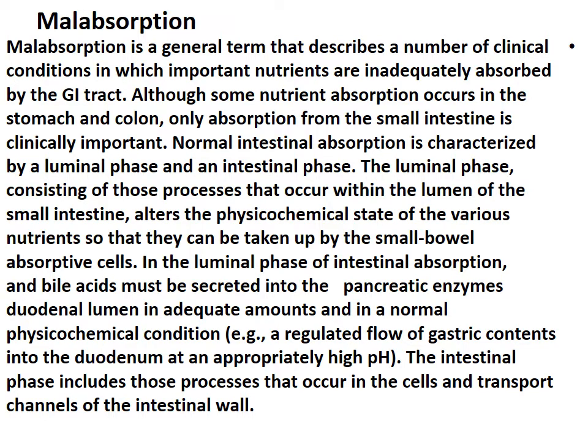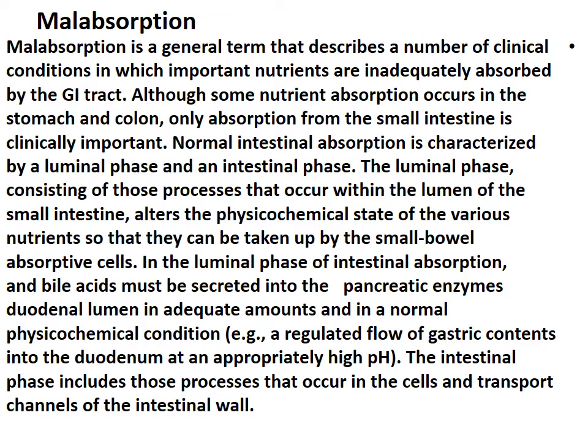Malabsorption is a general term that describes a number of clinical conditions in which important nutrients are inadequately absorbed by the GIT. Although some nutrient absorption occurs in the stomach and colon, only absorption from the small intestine is clinically important. Even if the stomach and colon absorb a number of nutrients, relatively the majority and the most important absorption happens in the small intestine.